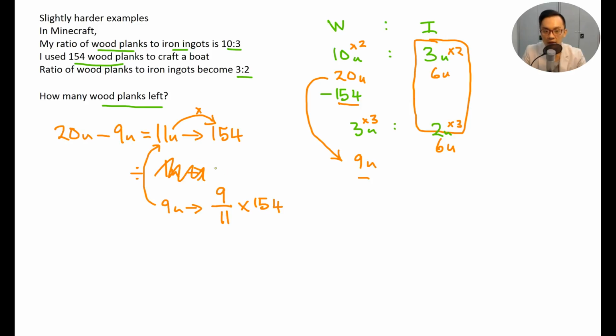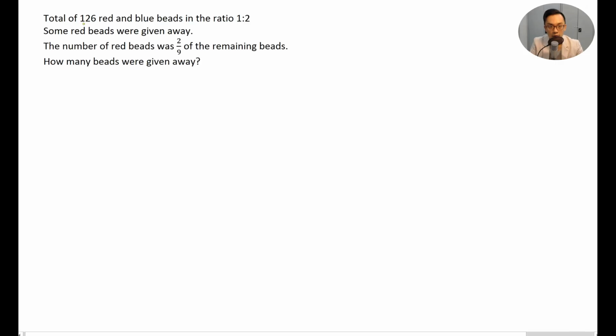If you do not have a calculator, then you just find 1 unit, and then from there you multiply by 9. Okay, and write down the answer. That's the answer. So there were a total of 126 red and blue beads in the ratio 1:2.